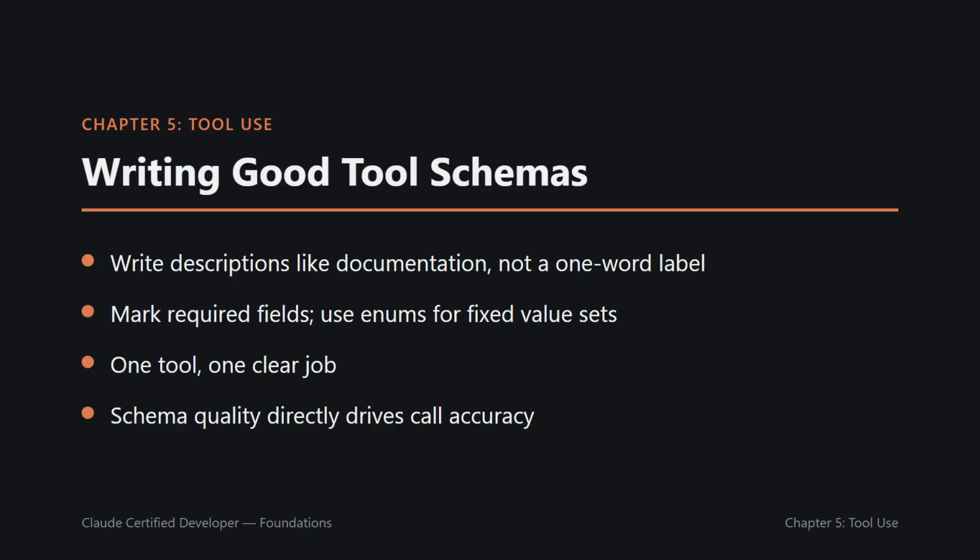The input_schema is a JSON schema object, and its quality directly determines how reliably Claude calls the tool correctly. Write descriptions like documentation for a new teammate, not a one-word label. "Look up an order by ID and return its status, items, and shipping date" is far more useful than "gets order." Mark required fields explicitly and give enum constraints where the valid values are a fixed set rather than free text. And give each tool one clear job. A tool that does 5 unrelated things behind one name is harder for Claude to use correctly than 5 well-named tools.